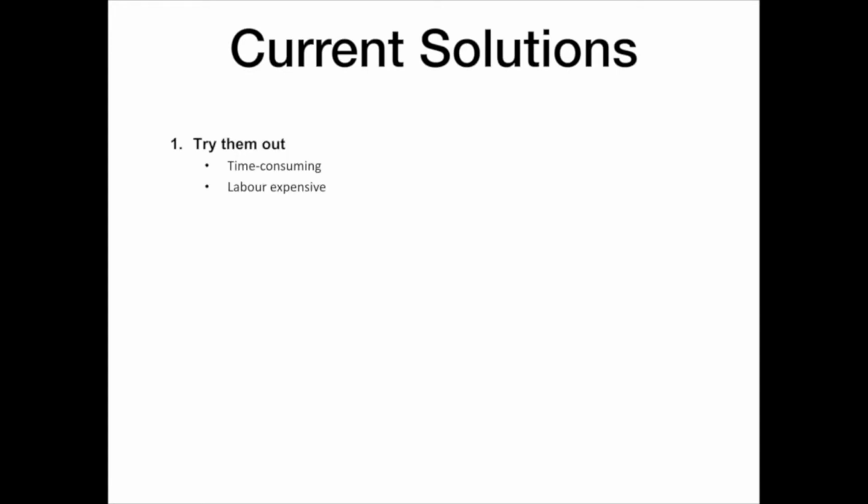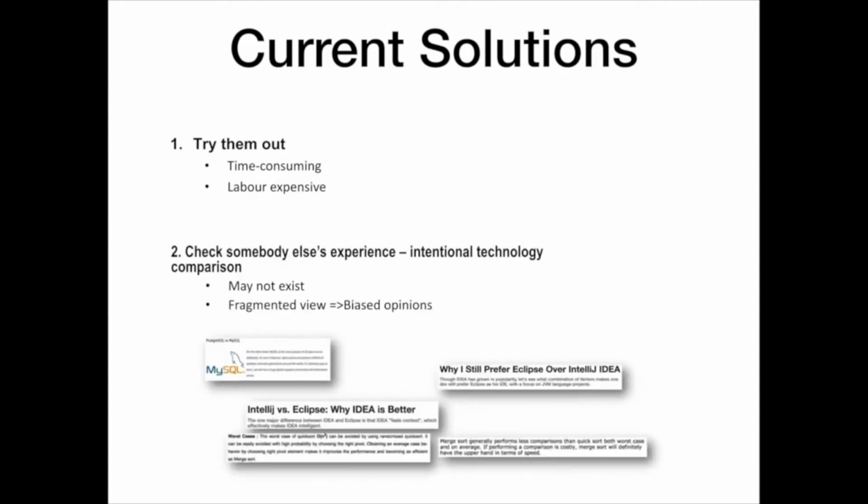There are two current solutions. The first one is to try them out respectively. However, it is quite time-consuming and labor-expensive. The second one is to check someone else's opinion, like searching on blogs and Q&A websites. The problem with this is that sometimes it is hard to find them, or the comparison may not even exist. Even if they do, they are still too fragmental and biased toward the user's own opinion.